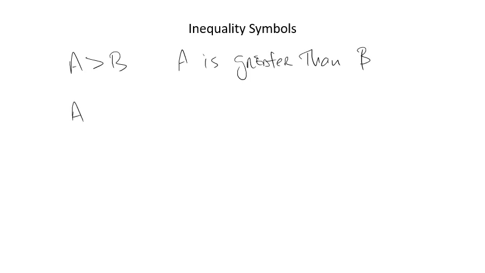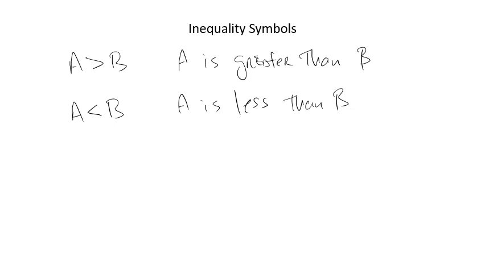So let's define our symbols. We've got A is greater than B, and then we've got A is less than B. And there are a lot of different ways people think about this and try to remember these symbols.